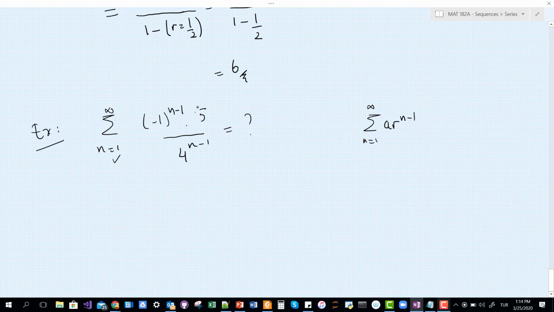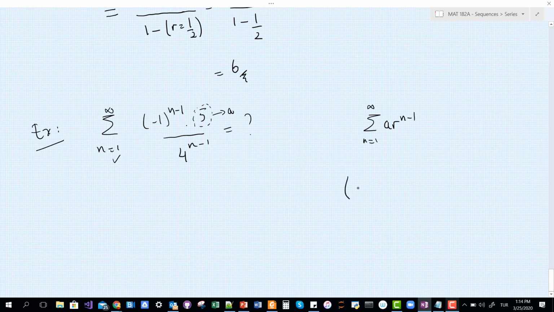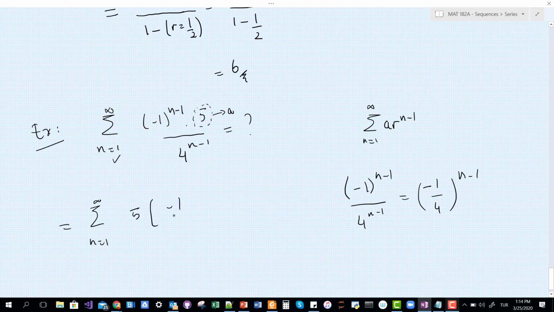Okay, what is A then? A is, as you see, 5, since that number doesn't have any power. So A is this number. Okay, what about the R? As you see, I have 2 numbers here, but I can combine this number in this way, if you remember from the power number feature. So it can be written in this way, guys. So you need to use sometimes algebra to get the original form. Now look at that. I can write this one as 5 times negative 1 over 4, to the n minus 1.